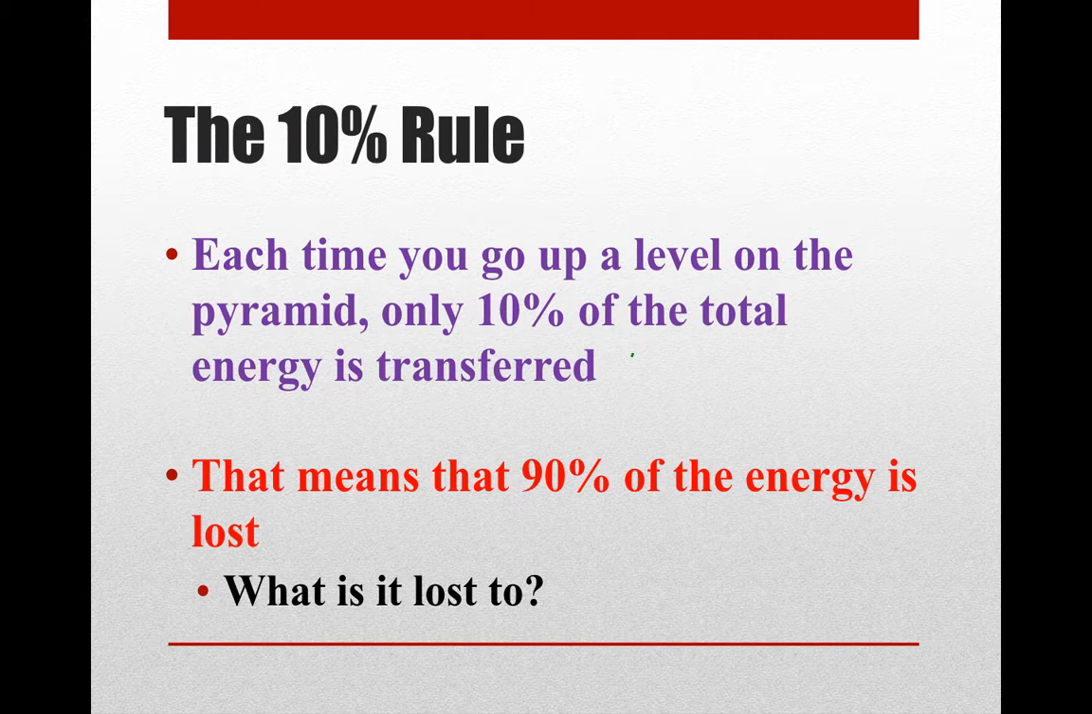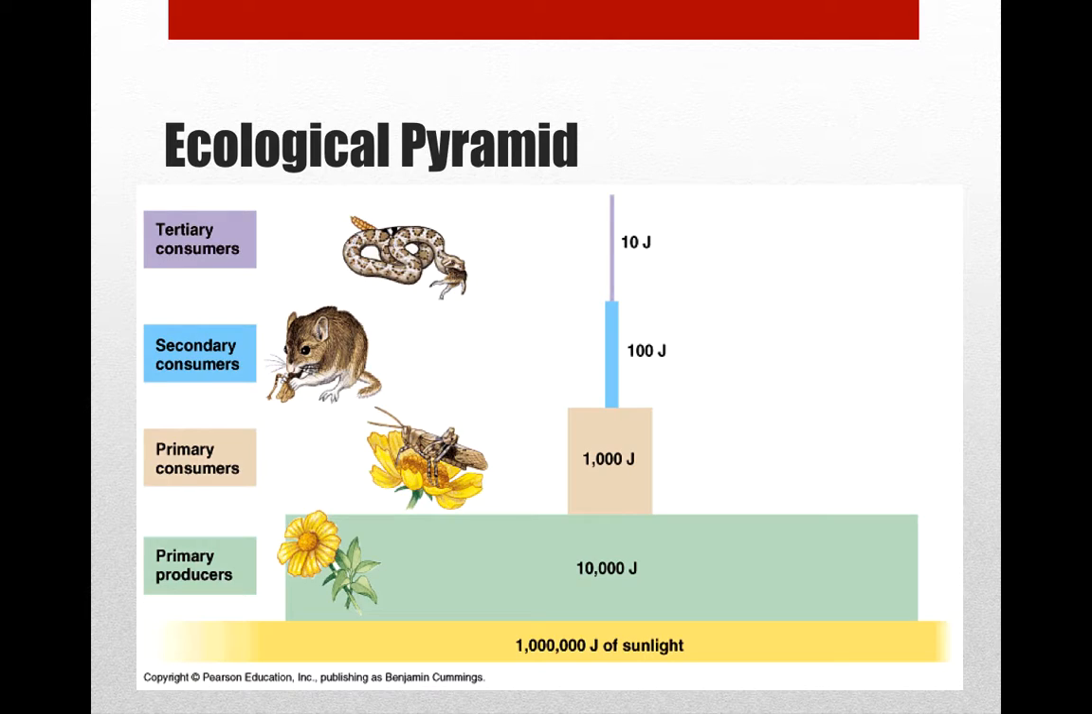The 10% rule. Each time you go up a level on the pyramid, only 10% of the total energy is transferred. That means that 90% of the energy is lost. So what is it lost to? When we take a look at this primary producer here, like this flower, the sun has 1,000,000 joules of sunlight. The primary producer, the flower, only gets 10,000 joules. So where did the other 90% go?